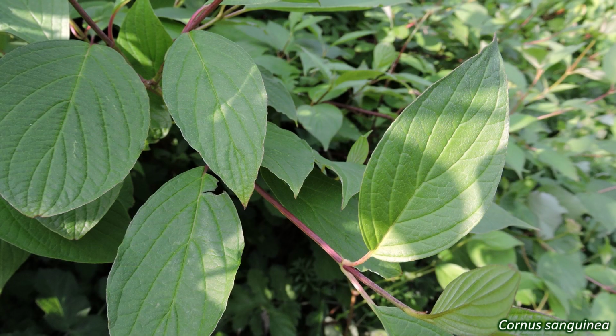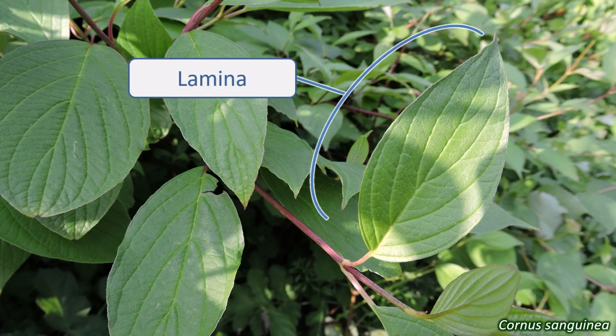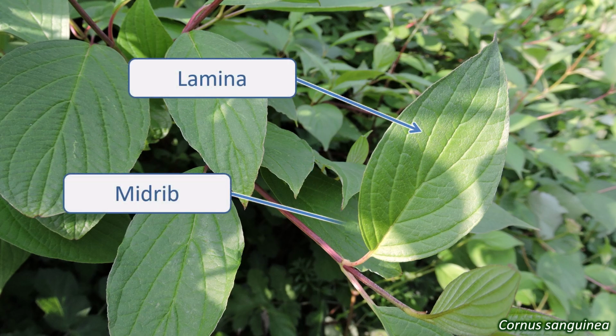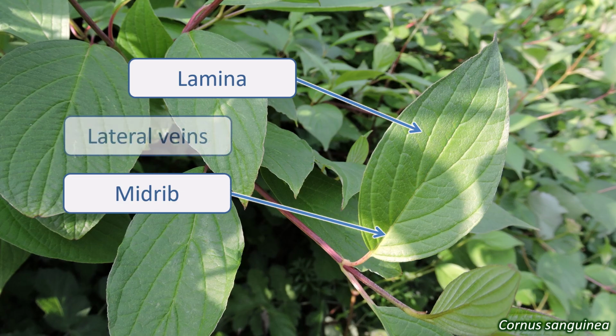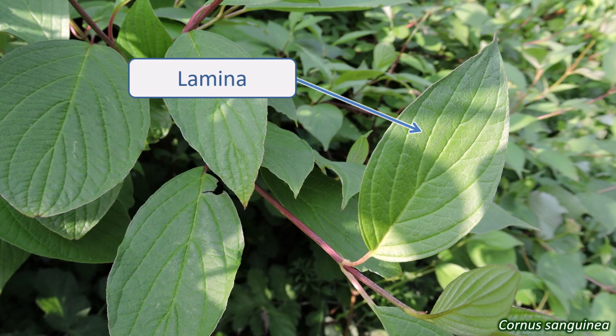The main flat area of a leaf is called the leaf blade or lamina. This is the part found on either side of the midrib, the main vein running the length of the leaf. Smaller lateral veins branch off the midrib to carry water and nutrients to and from all parts of the leaf. The lamina is thin so that light can penetrate it, and gases can be exchanged easily between the leaf and the air.